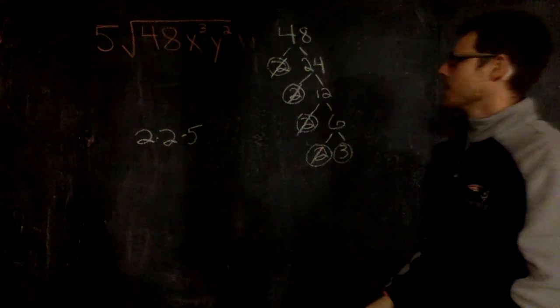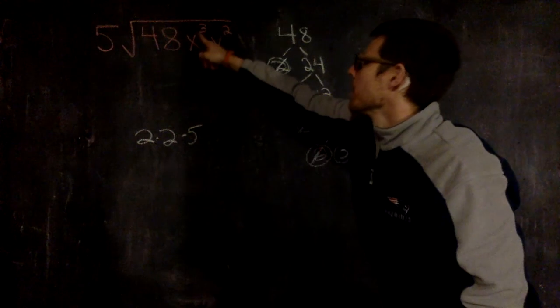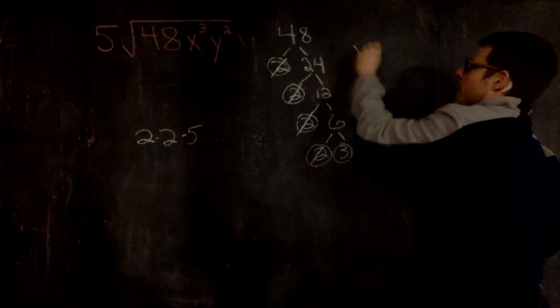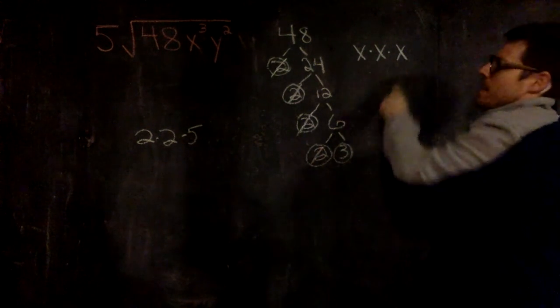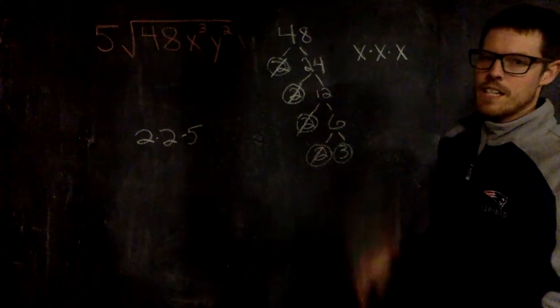But now I have to deal with the issue of what does x to the third really mean? Well, third power means it appears as a factor 3 times. So what I really have under that radical is this: x times x times x. I've written it 3 times. The exponent just tells me how many times I have to write it.